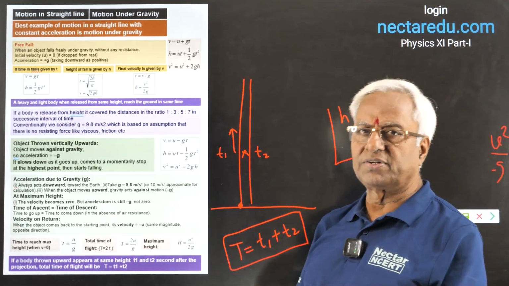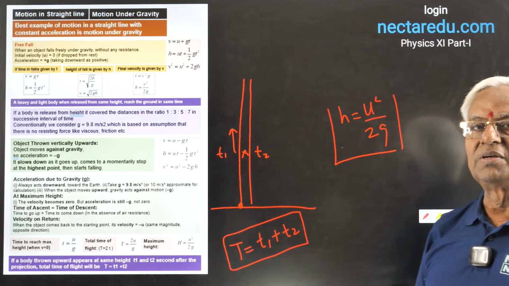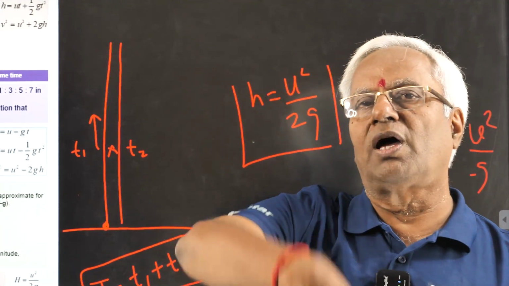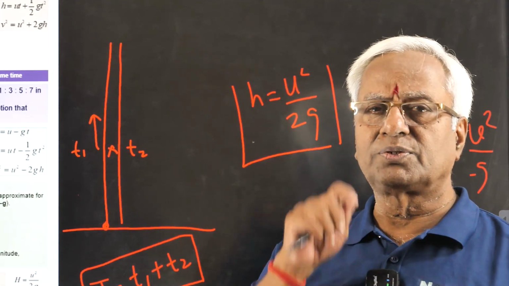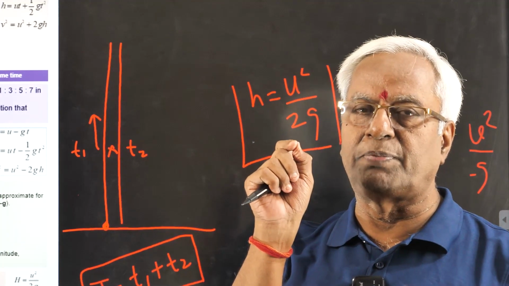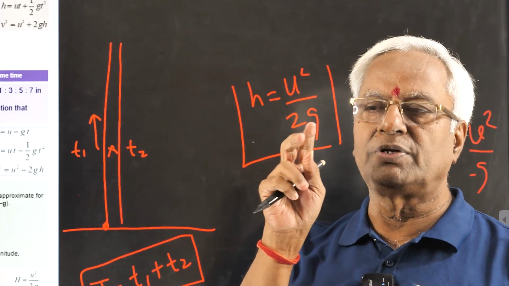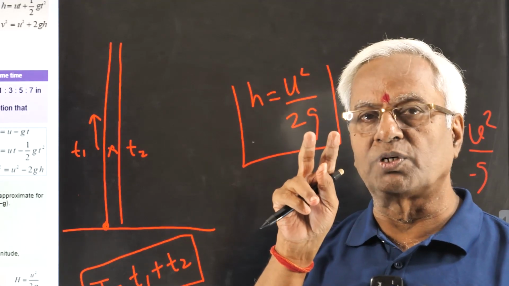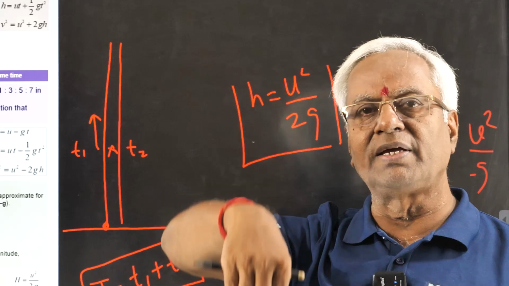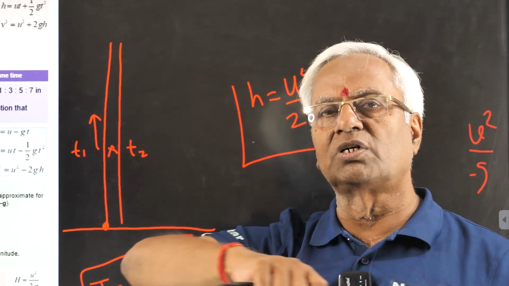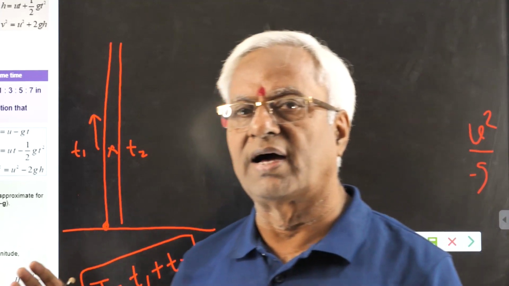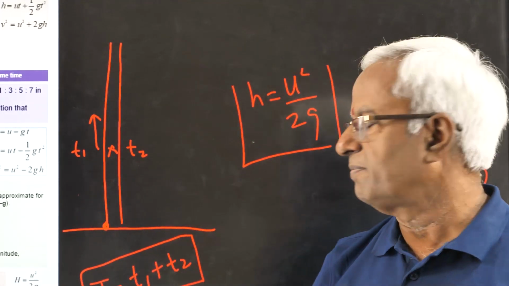I'll try to make it crystal clear by giving an example. Suppose at 0 seconds the body was thrown upward. At the 3rd second it appeared at P, and at the 5th second it appeared at P. That means when two appearances are quoted, it means once while going upward and the other time while coming downward. Then the total time of journey, you can directly say, will be equal to 3 plus 5, that is 8 seconds.